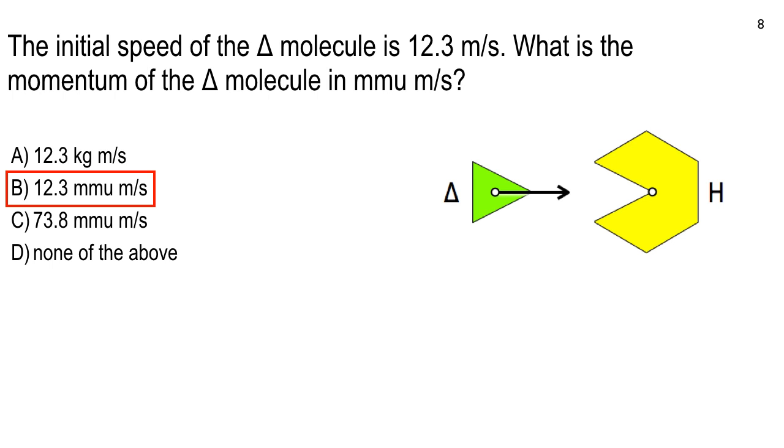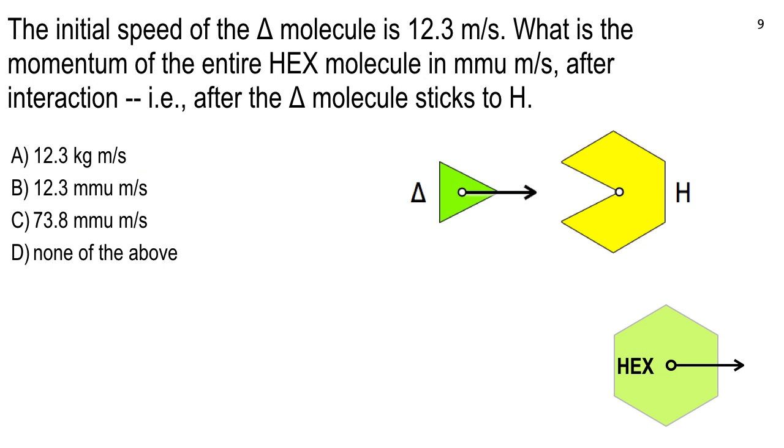Now, let's see if you guys are smarter than the 9 o'clock section. Question number 2. Read very carefully. There's the completed hex molecule down in the lower right. It's moving off at a new speed. But what's its momentum after the interaction? We're going to get to speed in just a second. What you want to do right now is figure out its momentum.